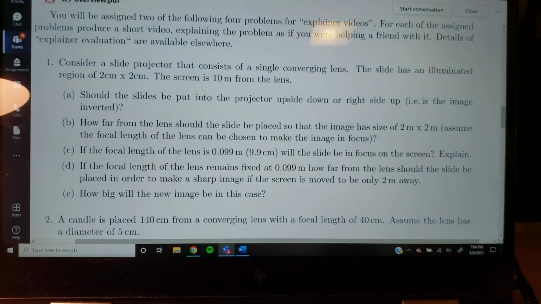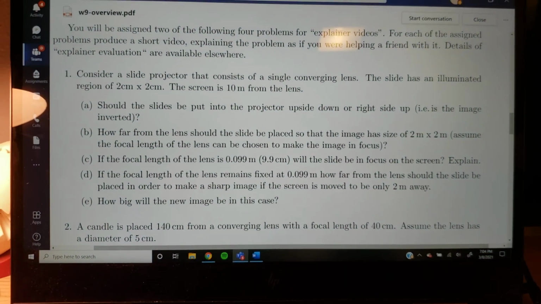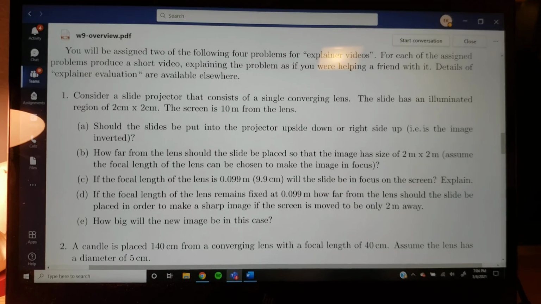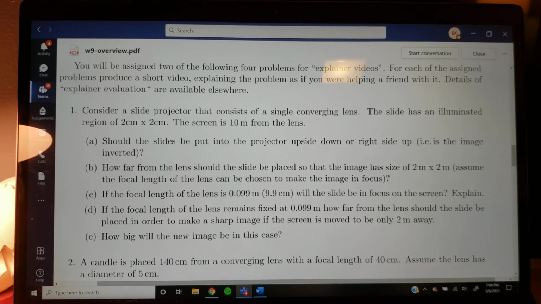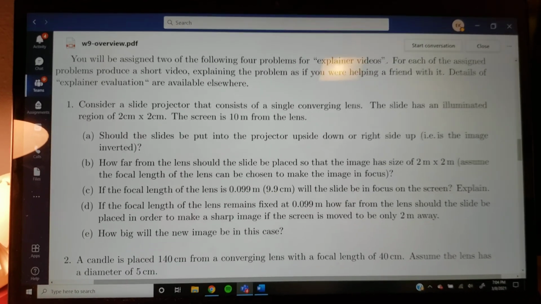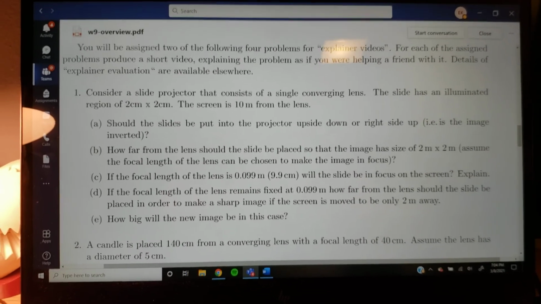And this all ties into what we're learning in chapter 34, right? Optics. Learning about converging lenses, diverging lenses, lateral magnification. And yeah.